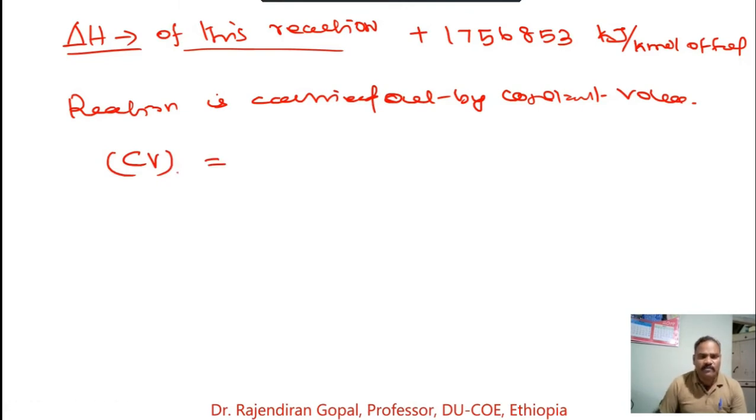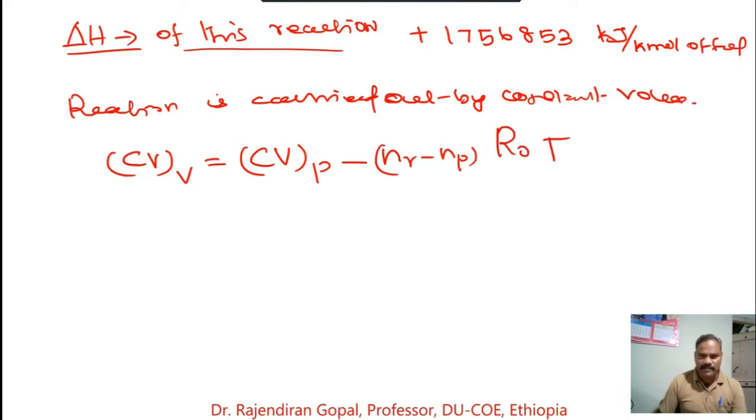Calorific value at constant volume is equal to calorific value at constant pressure minus the difference between the number of moles of product and reactant, multiplied by R naught into T. So this calorific value at constant volume is equal to 1756853 minus the number of product and number of reactant. We derived the calorific value at constant pressure of this reaction.